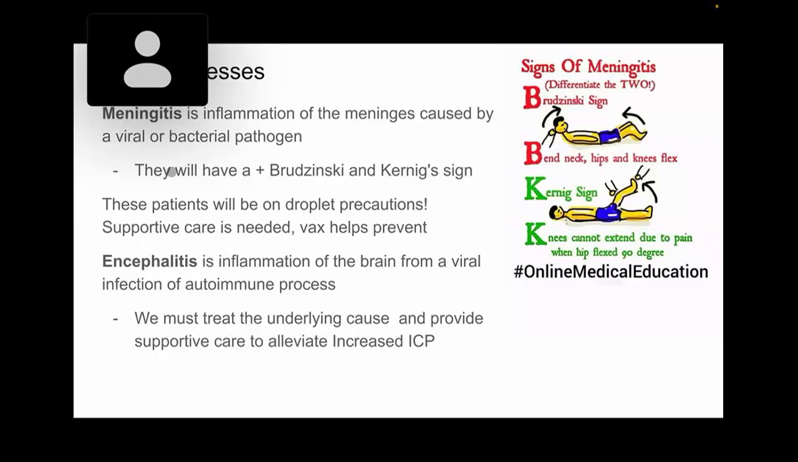Encephalitis, this is inflammation of the brain, can be caused by viral infection or an autoimmune process. What are we going to do? We're going to treat the underlying cause and provide supportive care to alleviate increased intracranial pressure. What does that look like? We're going to reduce stimulation. We're going to dim the lights. And we also do this for meningitis because we're really just trying to alleviate increased ICP.